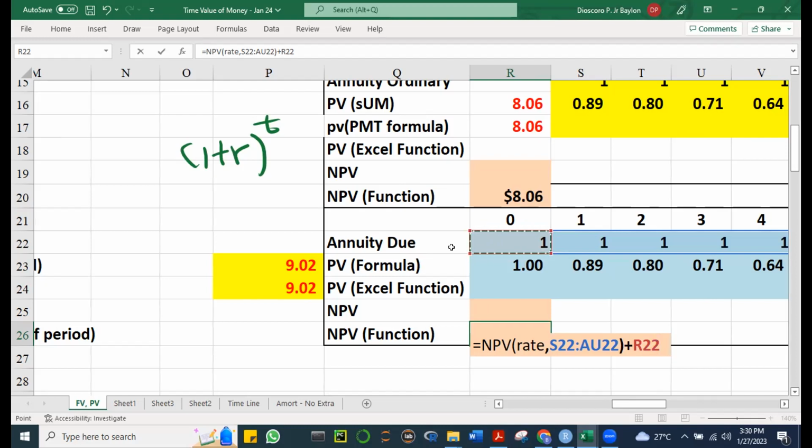Unmute yourselves and just voice out if you got 9.02. You don't have to type.